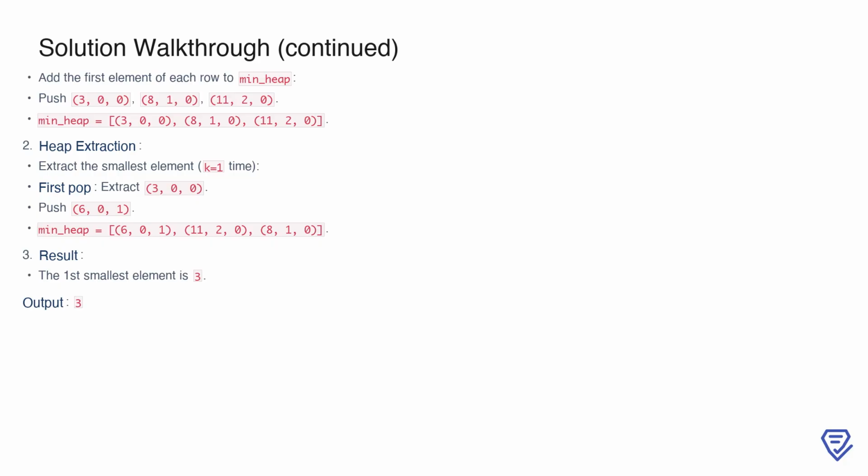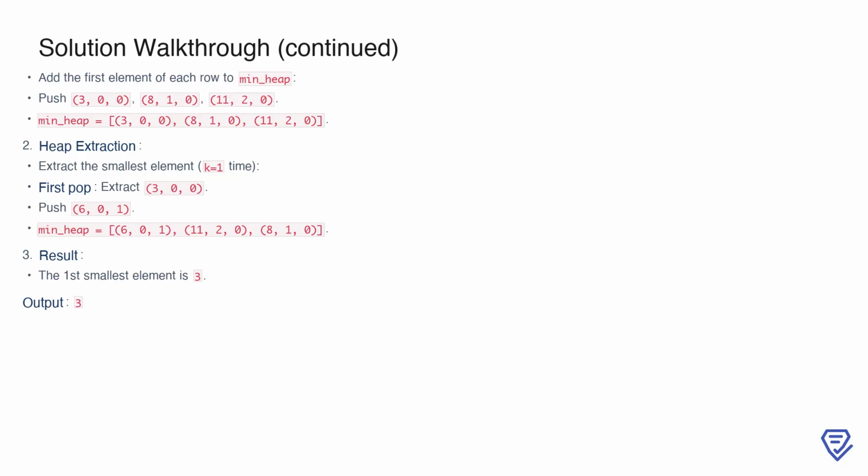We then push the next value from row 0, column 1, which is 6, into the heap. The heap now contains 6, 11, and 8. Since we've completed one extraction, the first smallest element is determined to be 3, and we return this as the result.